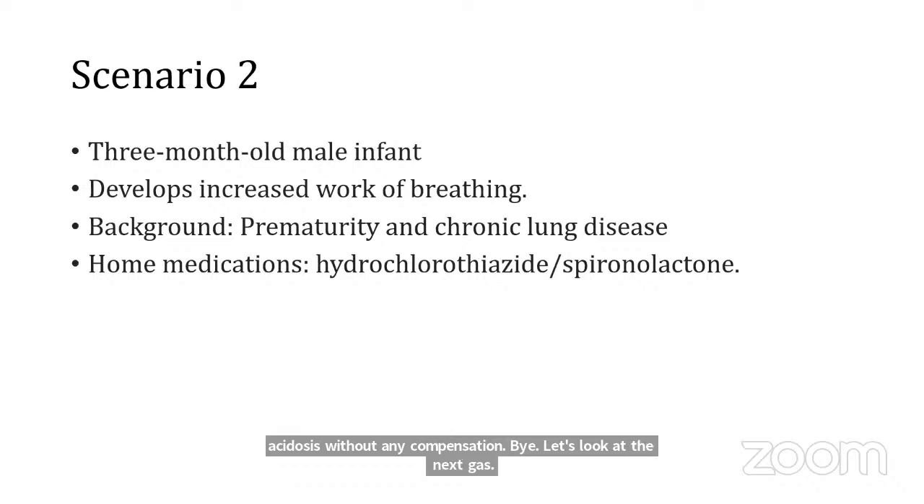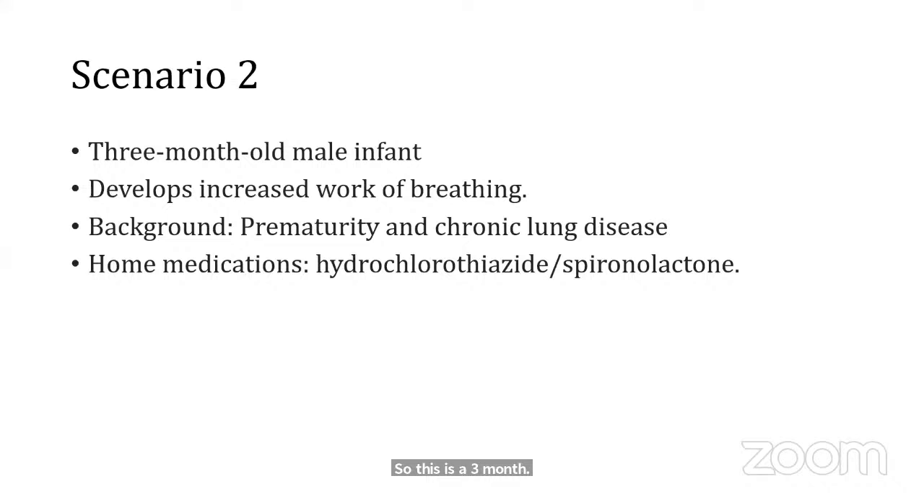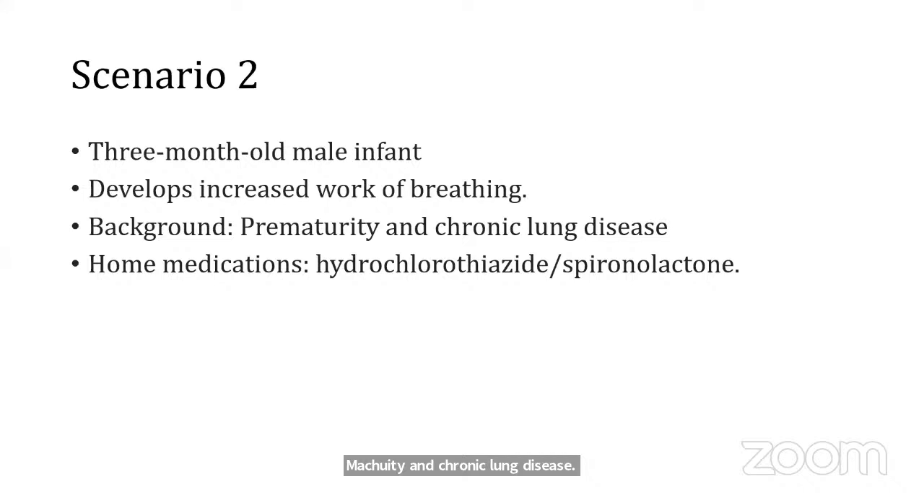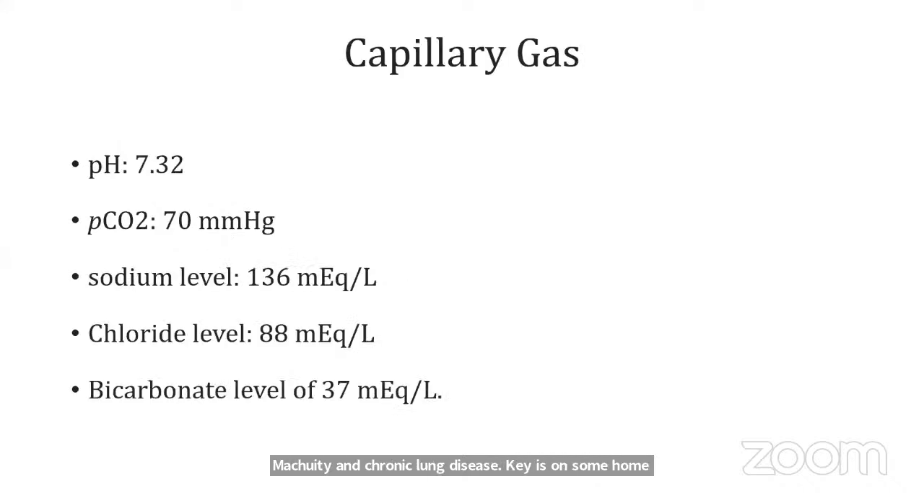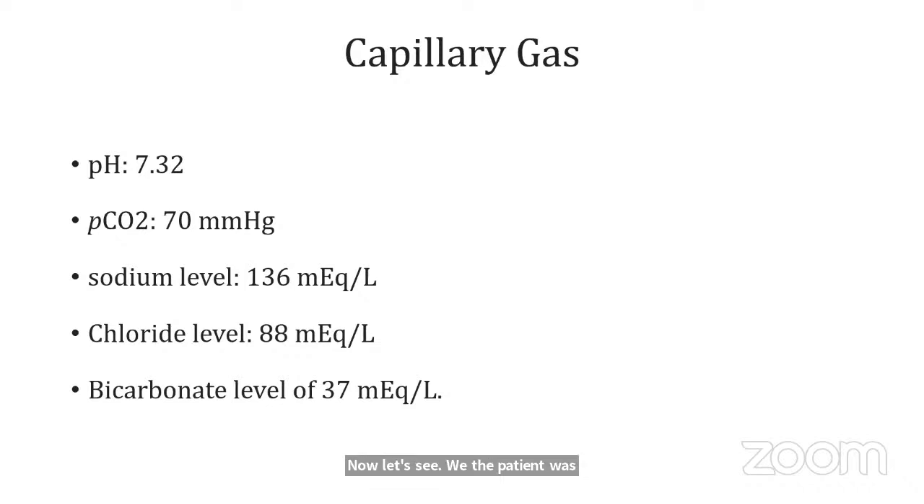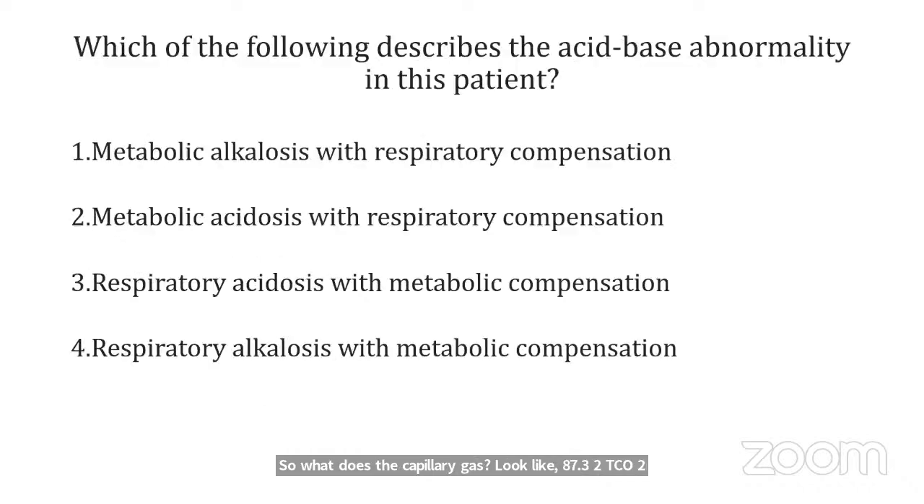So this is a 3-month-old infant. He develops increased work of breathing, has got a background of prematurity and chronic lung disease. And because of this prematurity and chronic lung disease, he is on some home medications, which are hydrochlorothiazide and spironolactone. Now let's see. The patient was shifted to the PICU and we did a capillary gas. So what does the capillary gas look like? pH is 7.32, PCO2 is 70, and we see a bicarb level of 37.